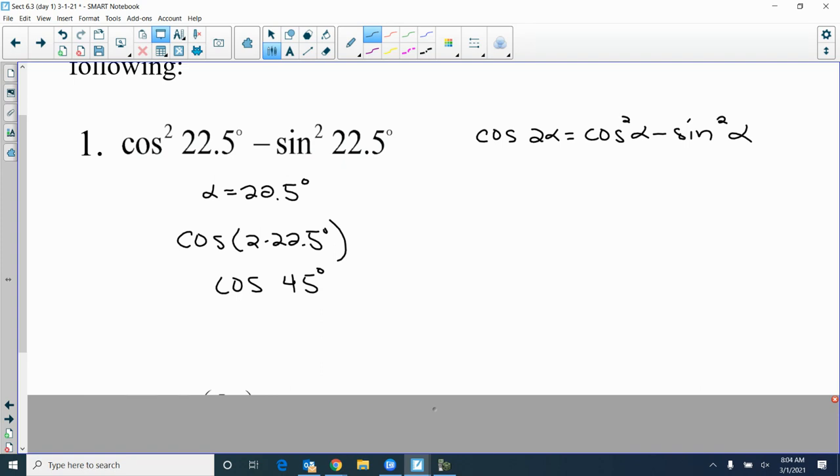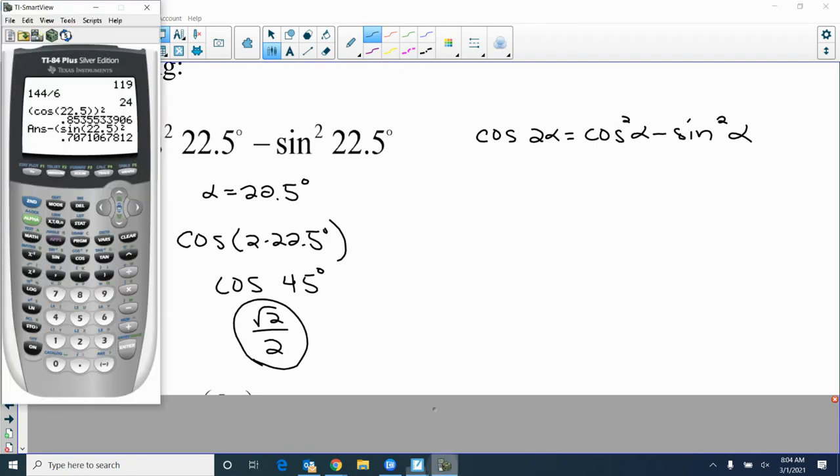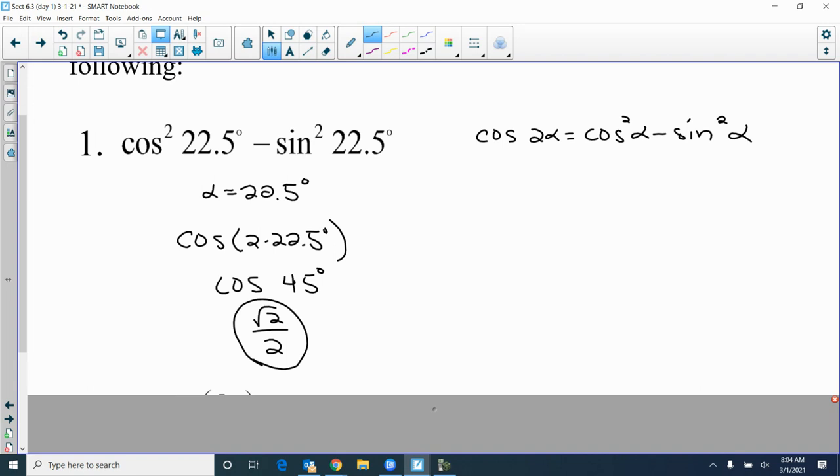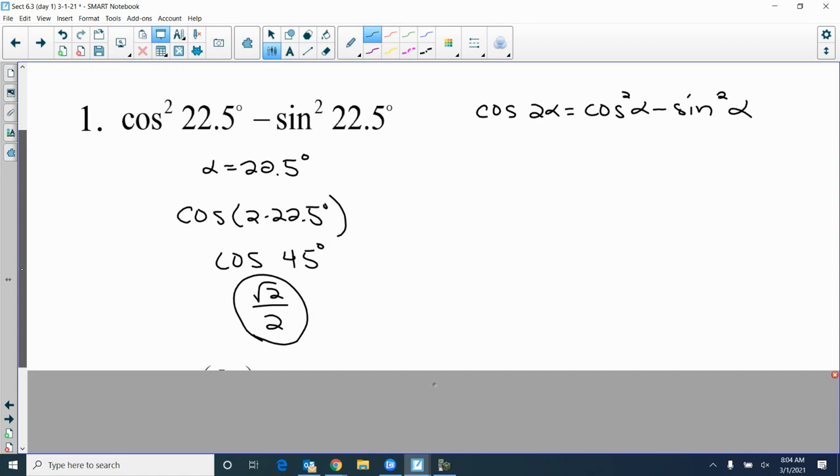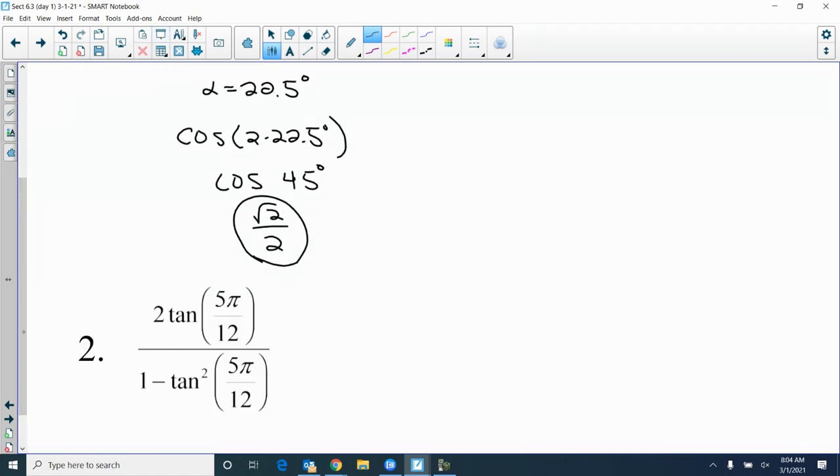Got to be able to figure that out without your calculator. What's the cosine of 45 degrees? Take a second. Radical 2 over 2. It's in the first quadrant, so radical 2 over 2 would be that answer. Now, if I go to my calculator, second, square root of 2 divided by 2, I get the same decimal as I did when I did cosine squared 22.5 minus sine squared 22.5. So that kind of validates my answer. You can test it, you can check it, but you've got to be able to come up with radical 2 over 2.